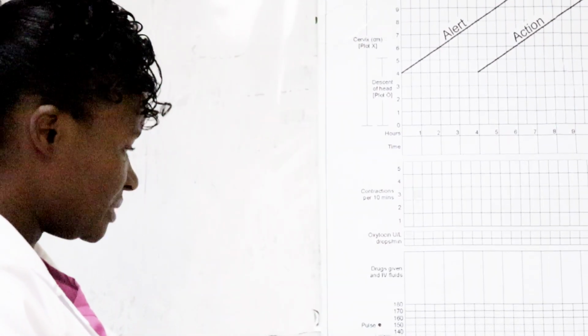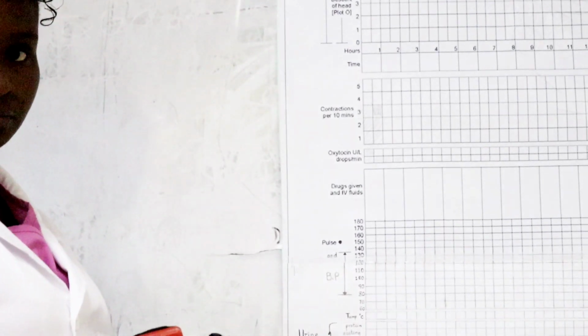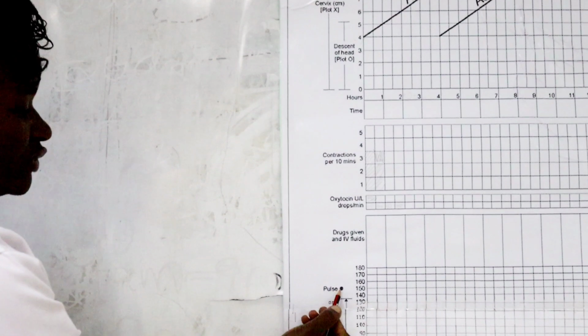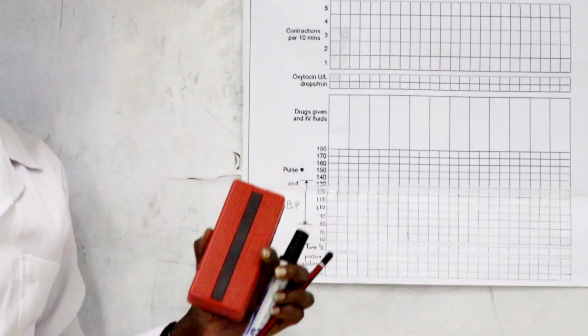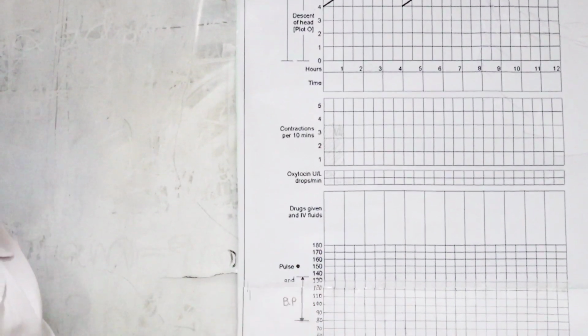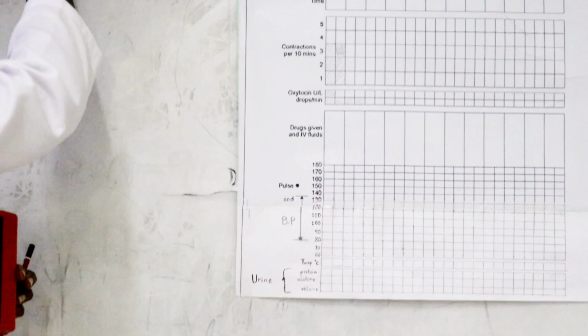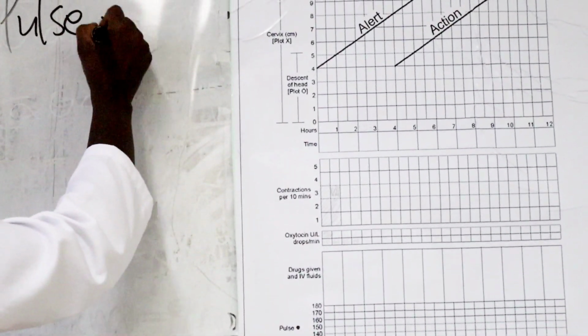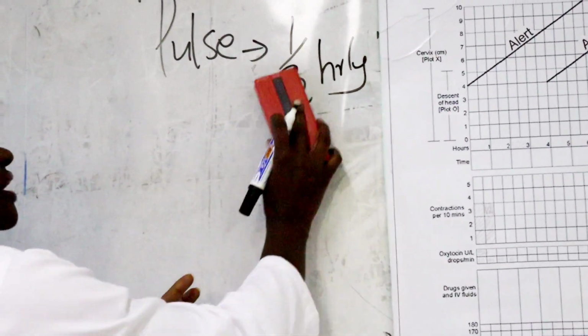Remember, we are doing the maternal parameters. So we have the pulse, we have the blood pressure, and we also have the temperature. For the pulse, here is the pulse. The pulse is taken the normal way, and once taken, it is repeated half hourly.